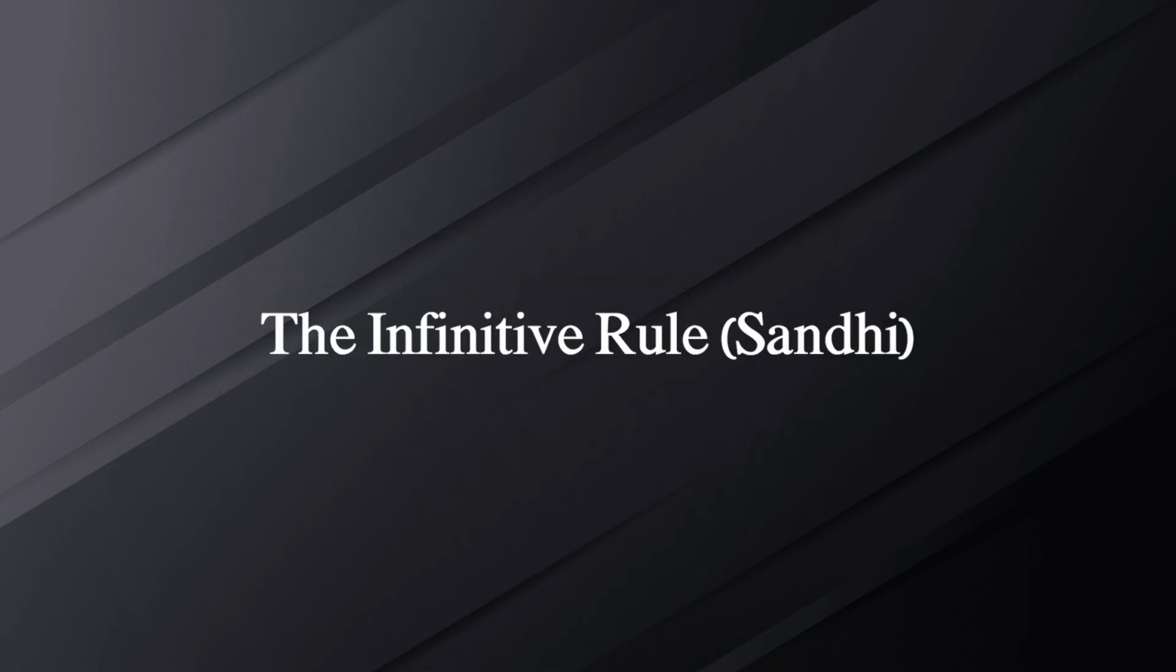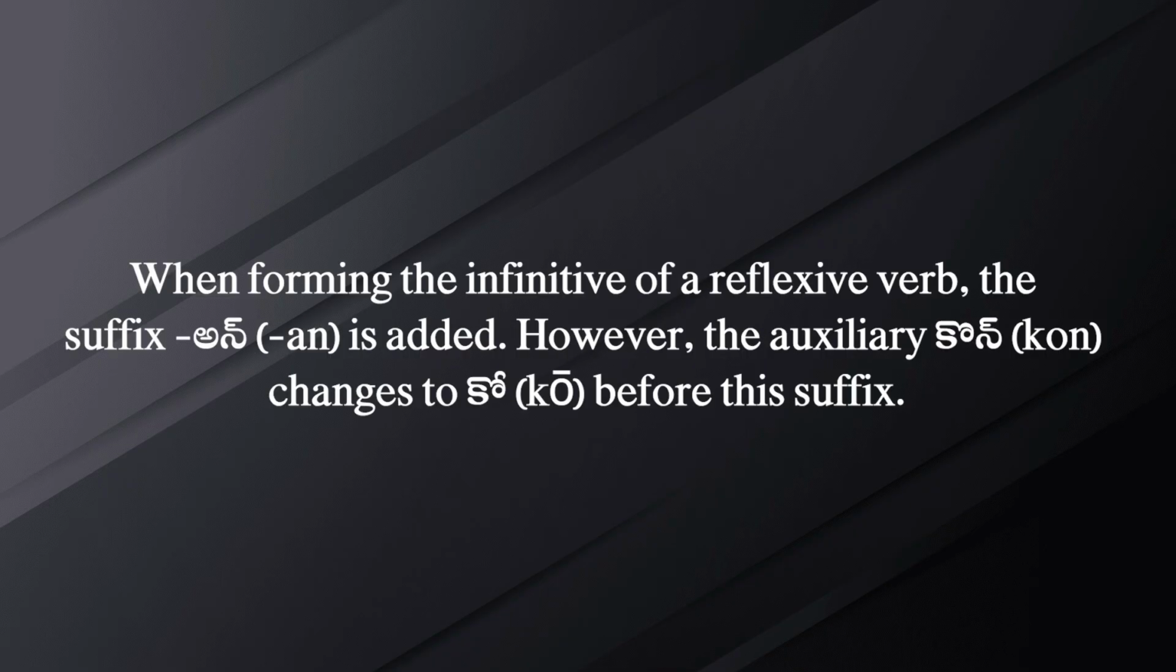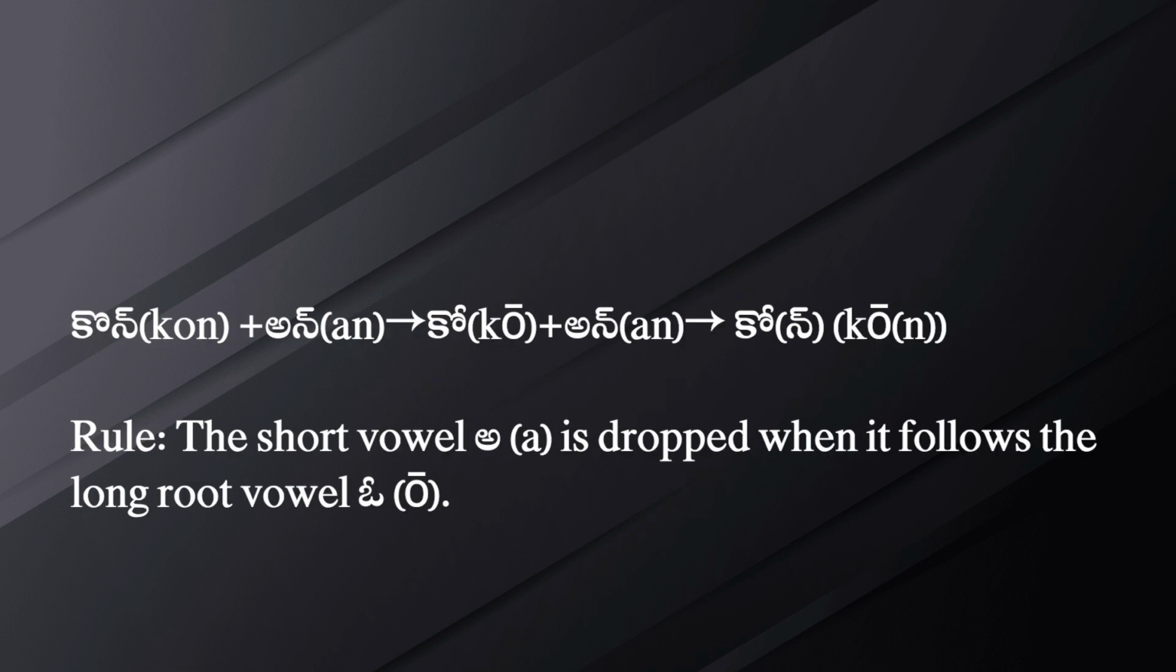The infinitive rule, sandhi. When forming the infinitive of a reflexive verb, the suffix an is added. However, the auxiliary kon changes to ko before this suffix. The structural formula, kon plus an becomes ko, ko plus an becomes ko. The rule is that the short vowel a is dropped when it follows the long root vowel o.